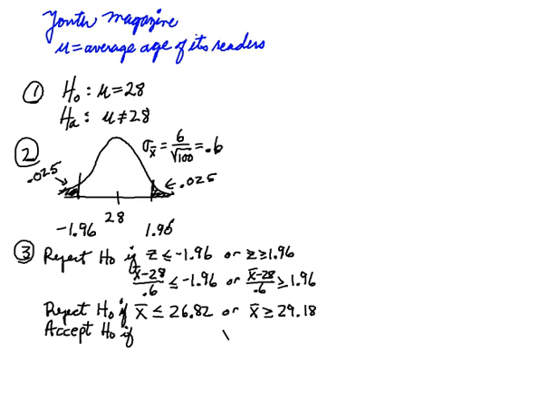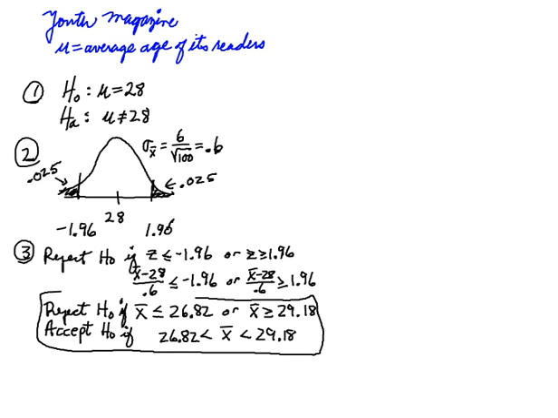So that would mean that x bar is between the 26.82 and the 29.18. So this becomes our decision statement. Every sample size has its own decision statement. So if I'm going to be taking samples of size 100, I'm going to do my analysis on this decision statement. So let's look at different values of mu.